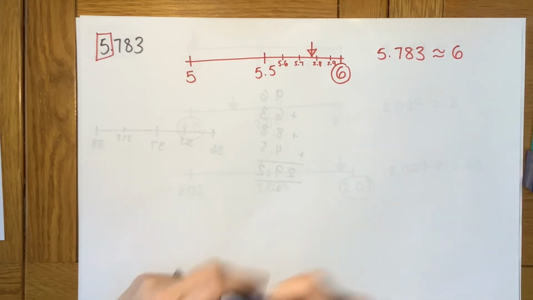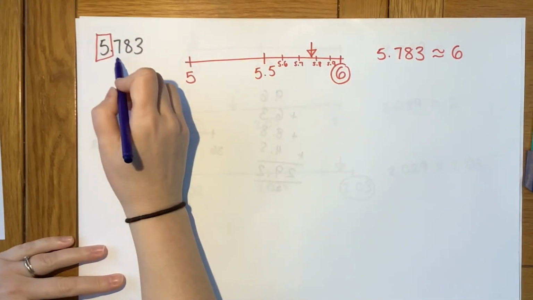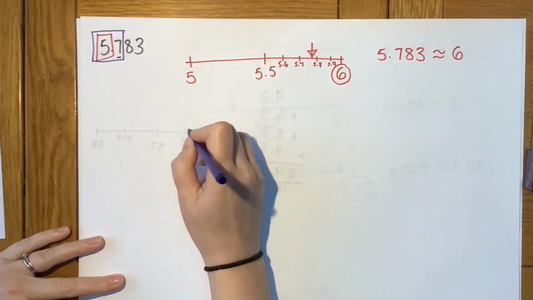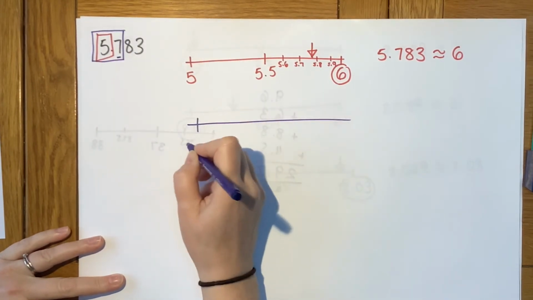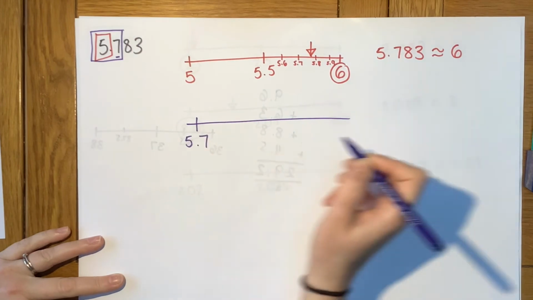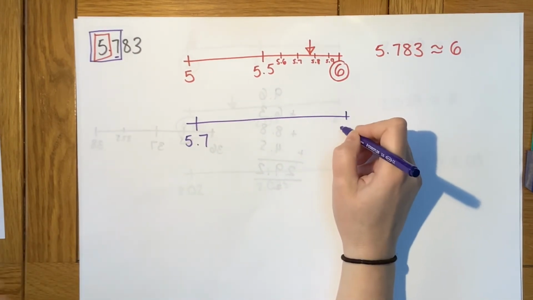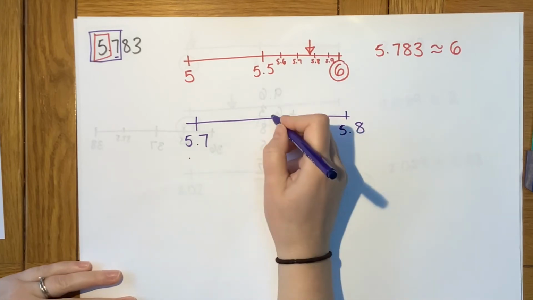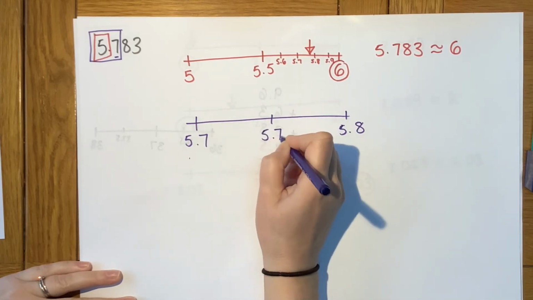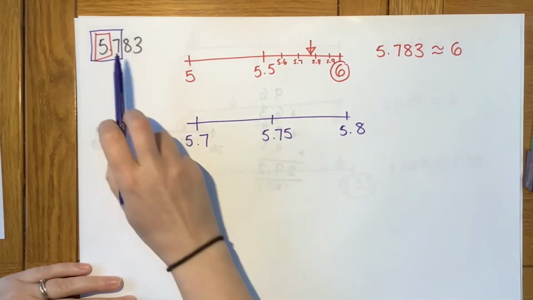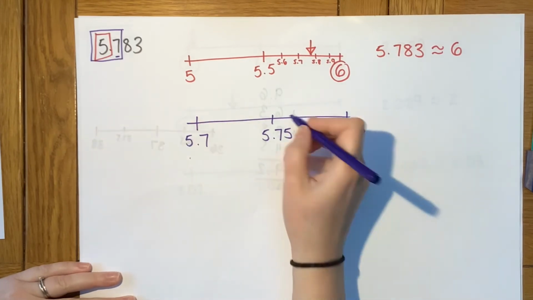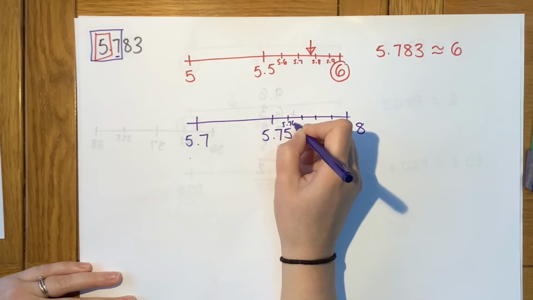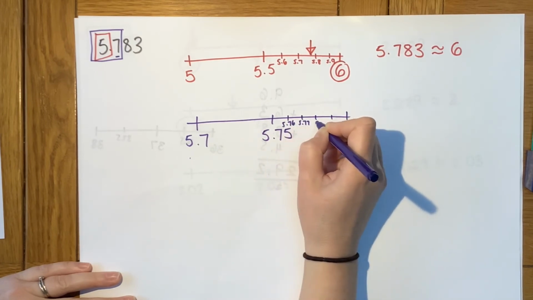Now let's look at the tenths. So this time, because we're looking at tenths, I want to include the tenths at the ends of my number line. So 5.7 is going to go at this end, and then 5.8 goes at the other end because we're going up in tenths, and then halfway is 5.75. I've got 5.783.